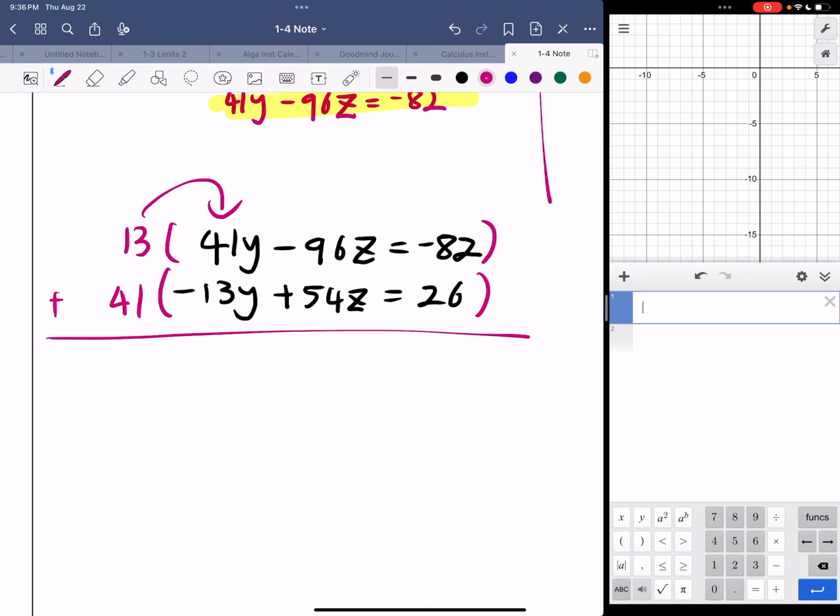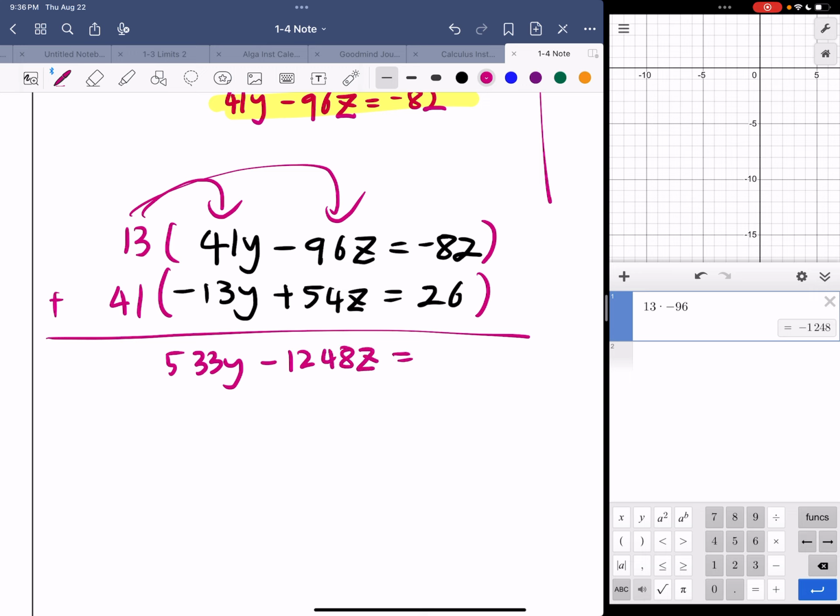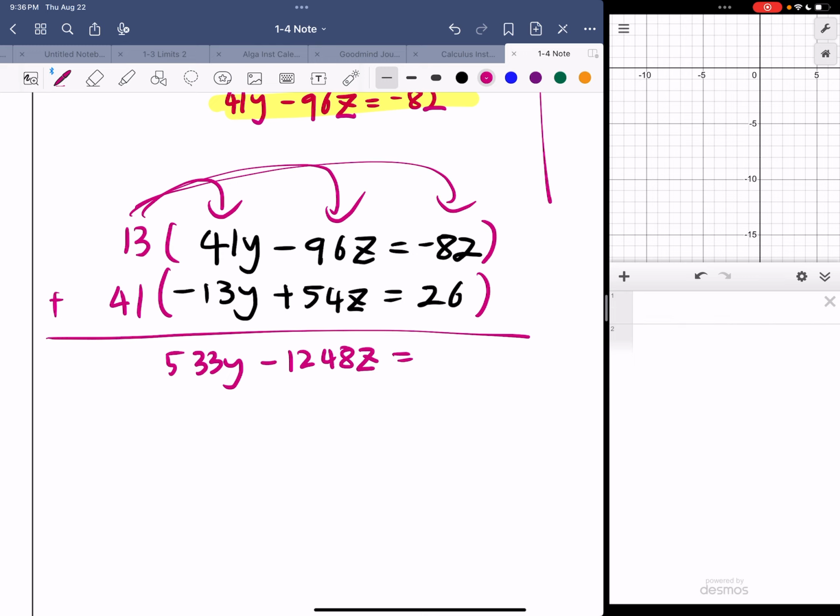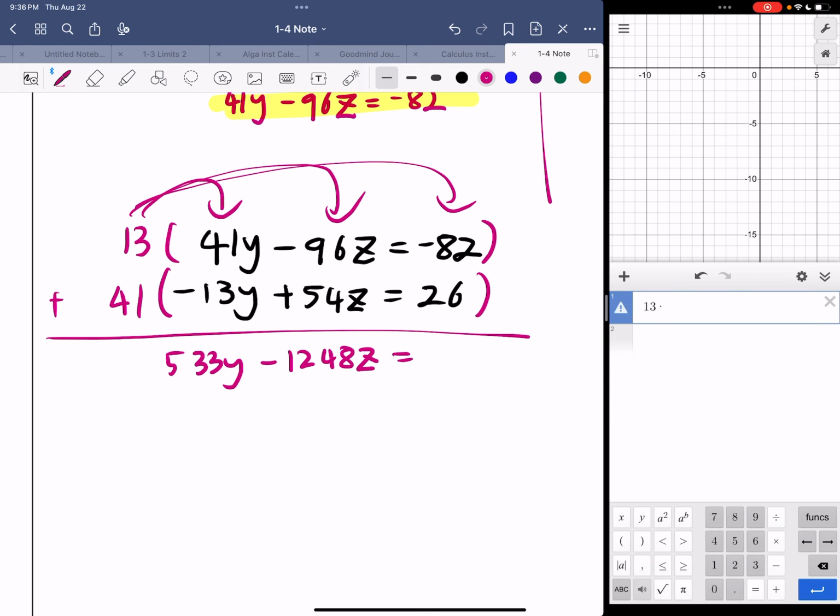13 times 41, who knows? 13 times 41 is 533y. 13 times negative 96 is going to be negative 1248z equals 13 times negative 82 is negative 1066. Good. 41 times negative 13 should be negative 533y.